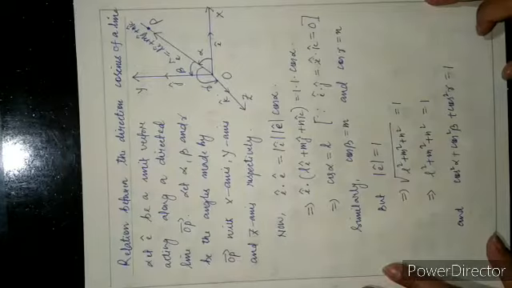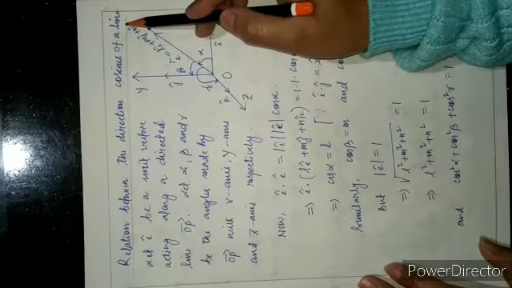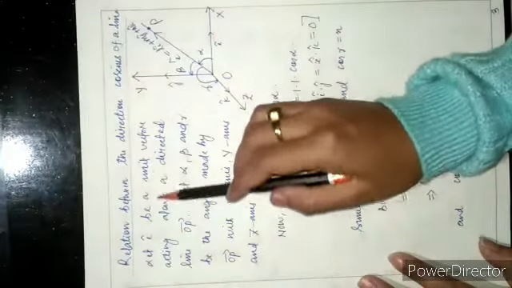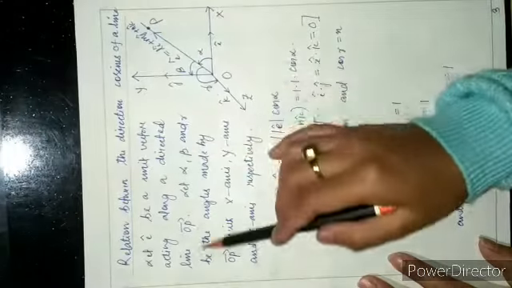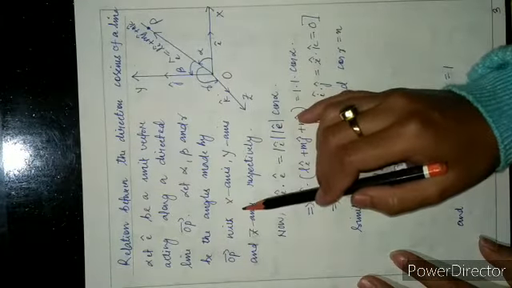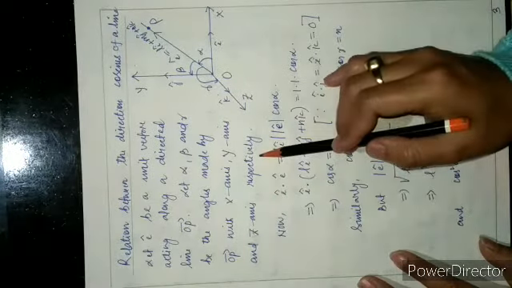Next, we are going to learn about the relation between the direction cosines of a line. Let E cap be a unit vector acting along a directed line OP, and let alpha, beta, gamma be the angles made by this line OP with x-axis, y-axis, and z-axis respectively.